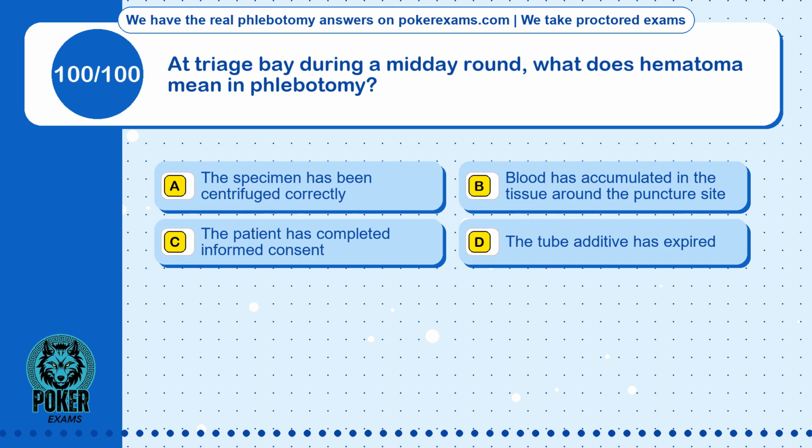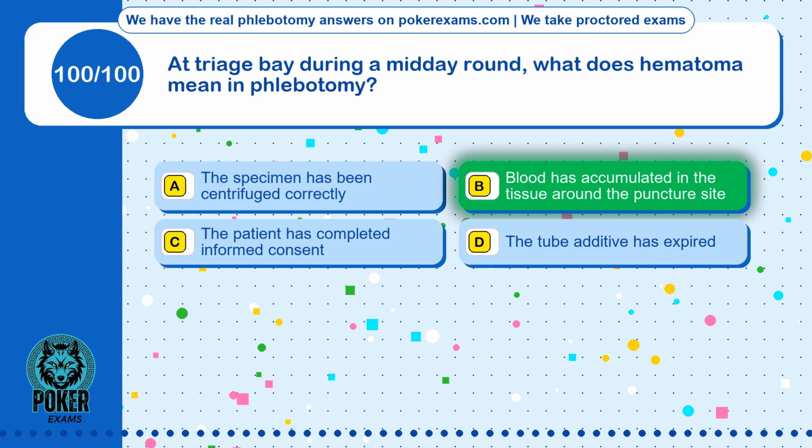Question 100. At triage bay during a midday round, what does hematoma mean in phlebotomy? Option A. The specimen has been centrifuged correctly. Option B. Blood has accumulated in the tissue around the puncture site. Option C. The patient has completed informed consent. Option D. The tube additive has expired.